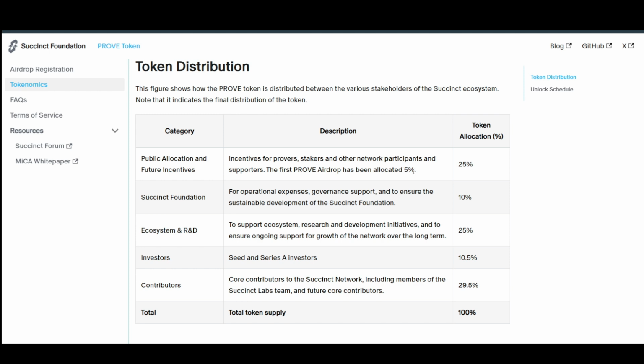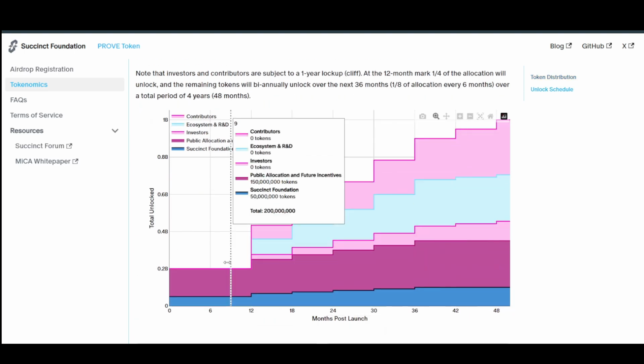So the first proof airdrop has been allocated like 5%. As you can see, the foundation gets around 10%, and all of that is unlocked at launch, for operational expenses, governance support, and to ensure the sustainable development of the foundation. So these funds will most likely be sold in an open market, I think, for the purpose of operations and other things. They also have ecosystem and R&D. It gets like 25%, and as of now I believe these are locked.